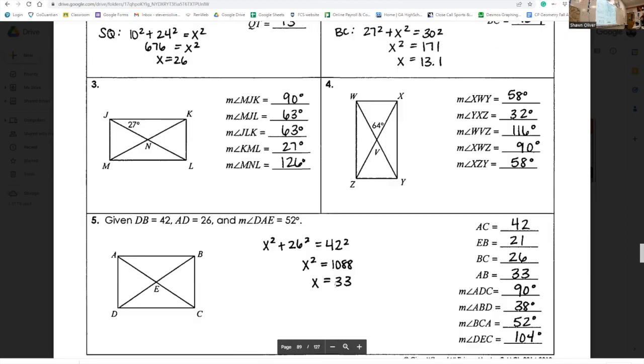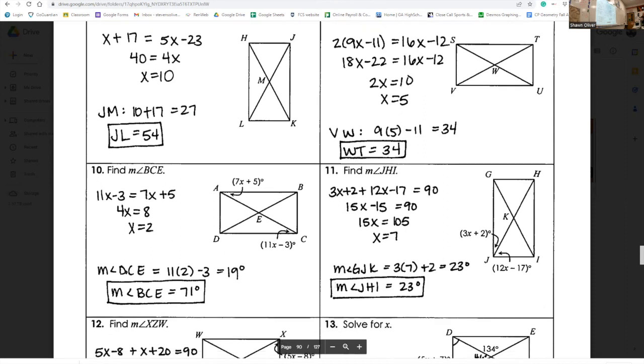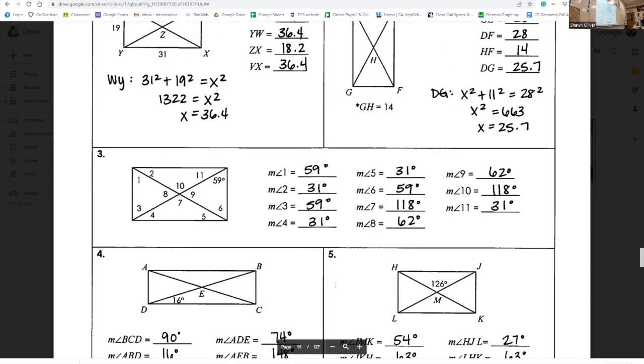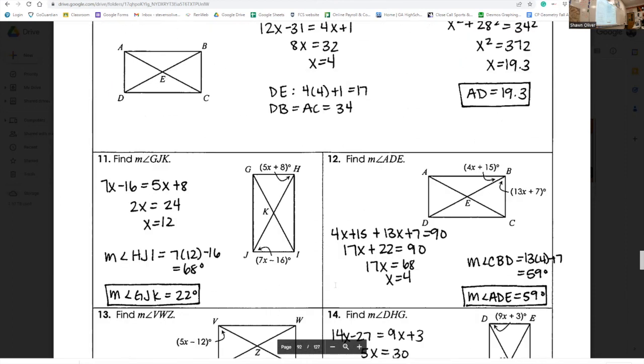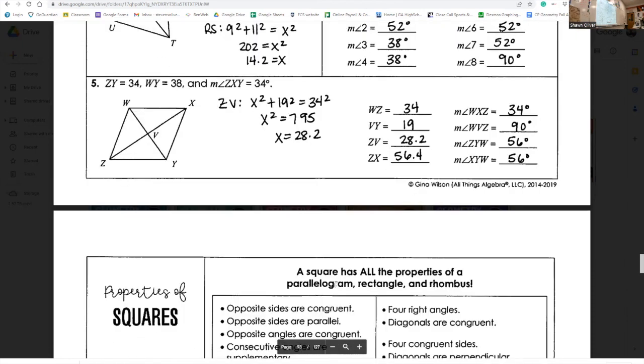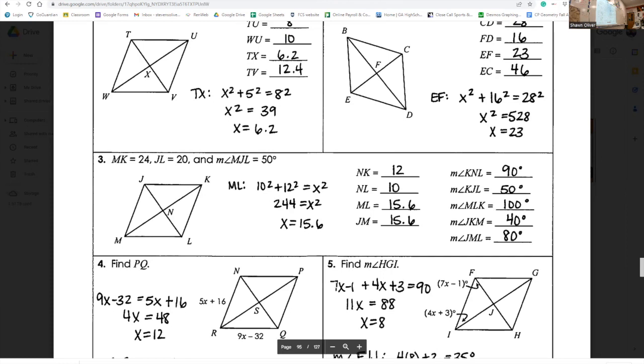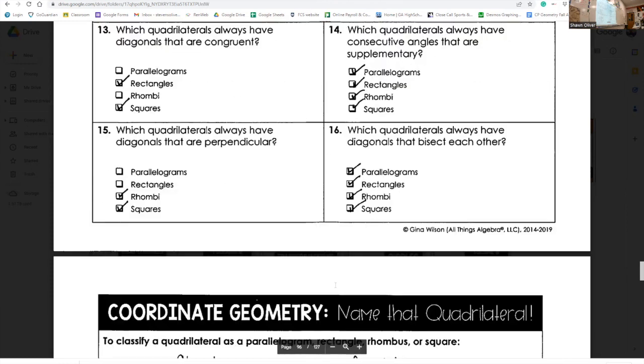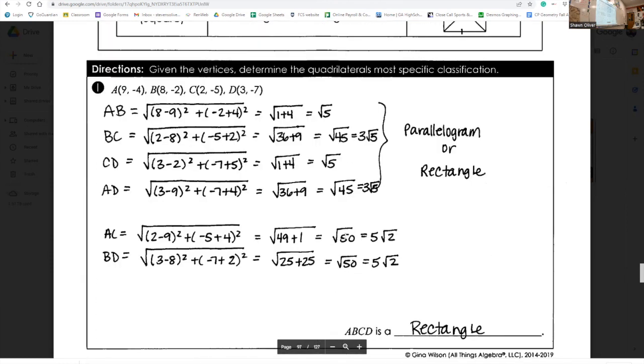Are there proofs on it? There are not proofs on it. And then for squares and a rhombus, we just do the Pythagorean theorem, correct?